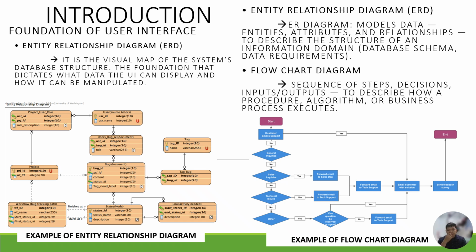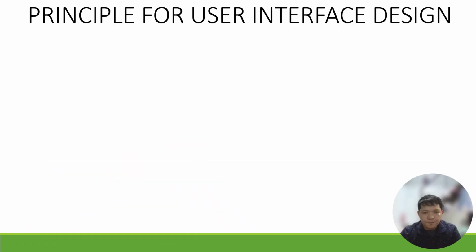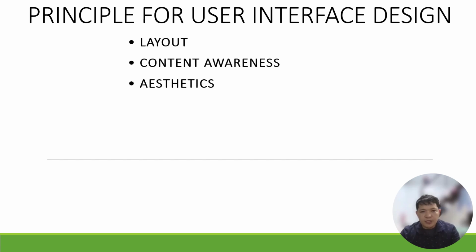While the flowchart diagram is a sequence of steps and decisions of input and output to describe the procedure and operation processes. Okay, so the left side is the entity relationship diagram, and on the right side is the flowchart diagram. You can see we have the start and the end process. Okay, so we have the six principles of user interface design.